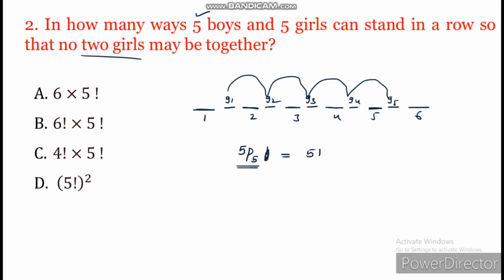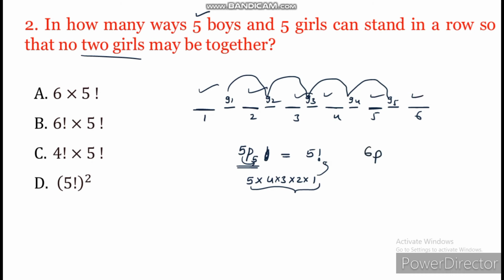Okay, this 5P5 is nothing but 5 factorial, because you apply the formula. What I told, 5P5, start from 5, go till 5 numbers. I mean 5, 4, 3, 2, 1, 5 numbers. This is nothing but what? 5 factorial. Now, boys have 6 options or 6 places to stand.